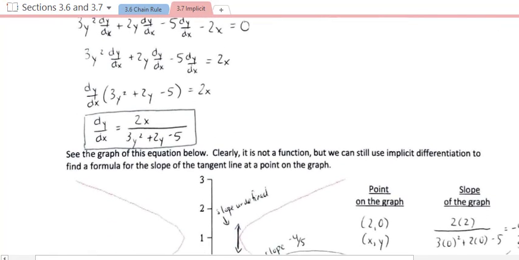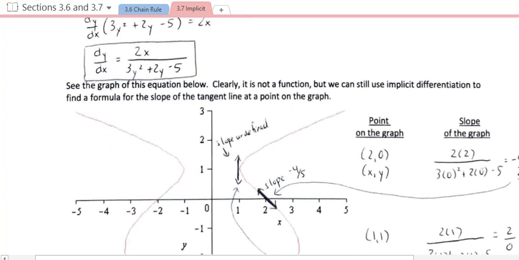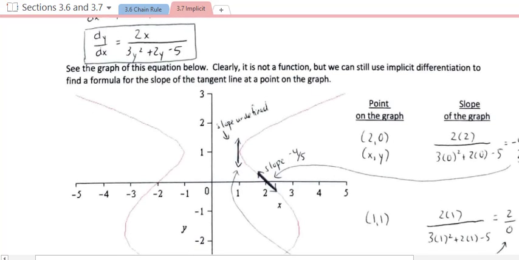So even though these are not functions, because they don't pass the vertical line test, it is a relationship, and the derivative does still show you the slope of the tangent line. So just to give you an example, I picked a couple nice points, like the point (2, 0).